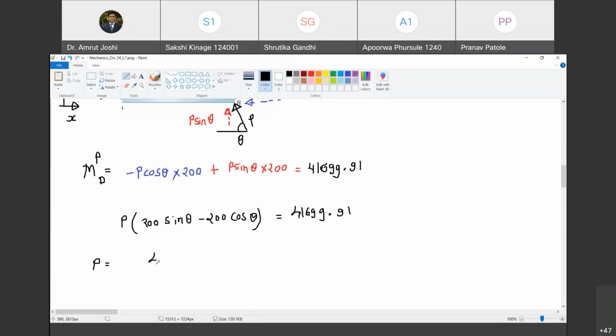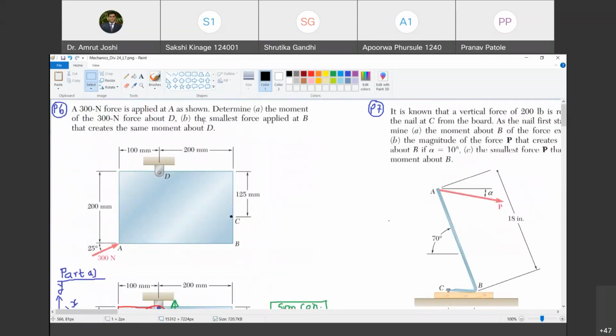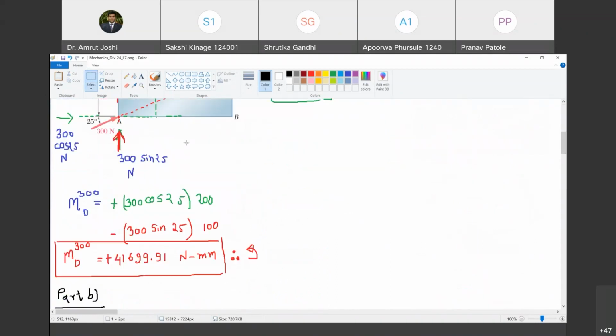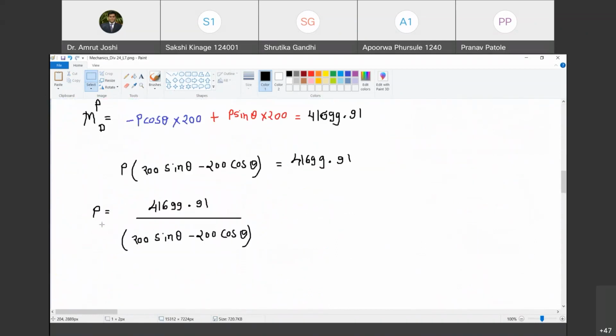P will be equal to 41699.91 divided by 200 sin theta minus 200 cos theta. Are you with me? Yes, sir. Now, what is asked in the problem? Can you read this statement again? The smallest force. So I want this P to be as small as possible. So what should I do?